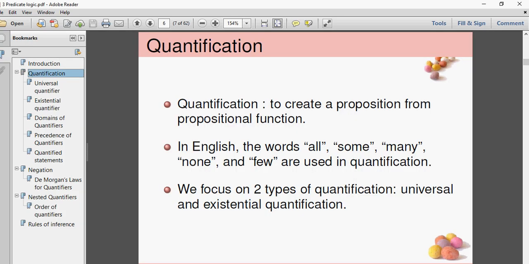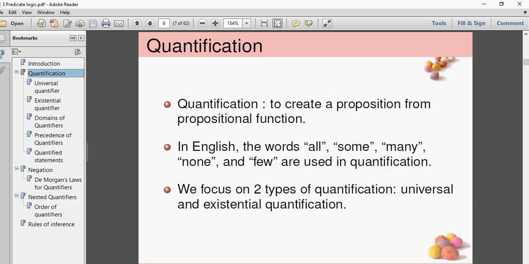What do we mean by quantification? Quantification is to create a proposition from a propositional function. So here we need to create a proposition from a propositional function. As an example, in English, the words all, some, many, none, few are used in quantification. So if we have these words, how can I apply them in mathematics or in a propositional function?